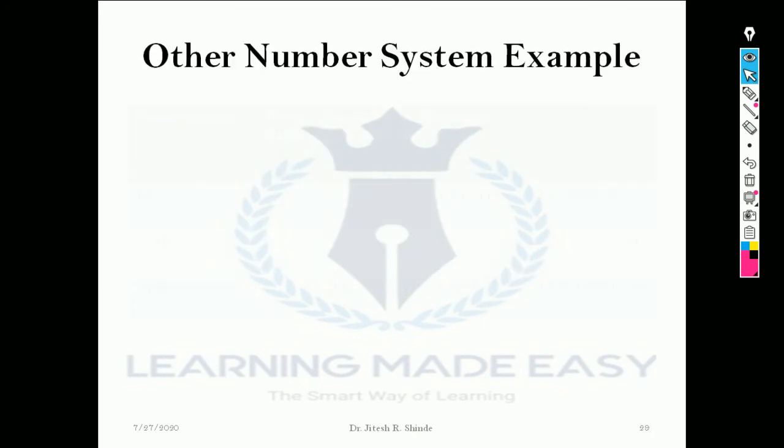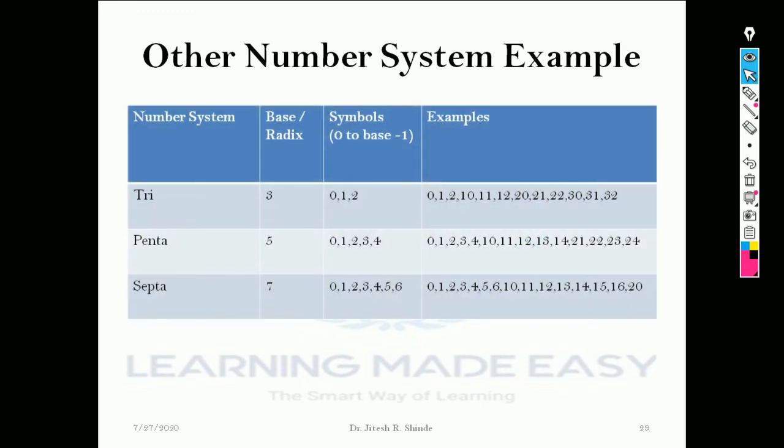Okay, the other number system examples which can be asked in the competitive examination, okay, so it can be a number system having base 3, I will call that number system as trie. If a number system is having base 5, we may call it by penta. If a number system is having base 7, we may call it as a septa. If a number system is having base 3, the valid symbols are 0 to base minus 1. So valid symbols are 0, 1, 2. Examples 0, 1, 2. After 2 what will come? 10, 11, 12. After 12, 20, 21, 22, so on.